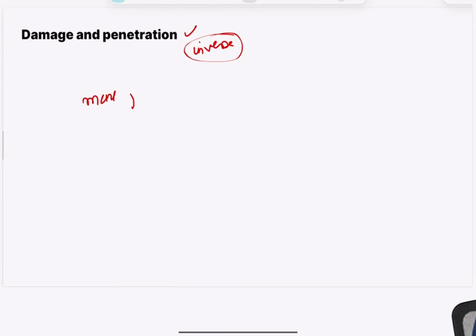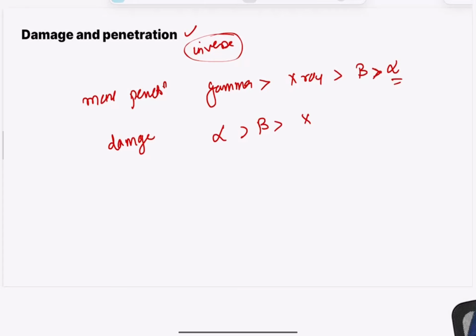Maximum penetration is for gamma rays. Gamma rays more than X-rays, more than beta, more than alpha. The damage sequence is going to be the opposite. Alpha will have maximum, then beta, then X-ray, and then gamma. So alpha particles are the most damaging. When I say most damaging, that means it has the maximum ionizing power, right? It has maximum ionizing power.